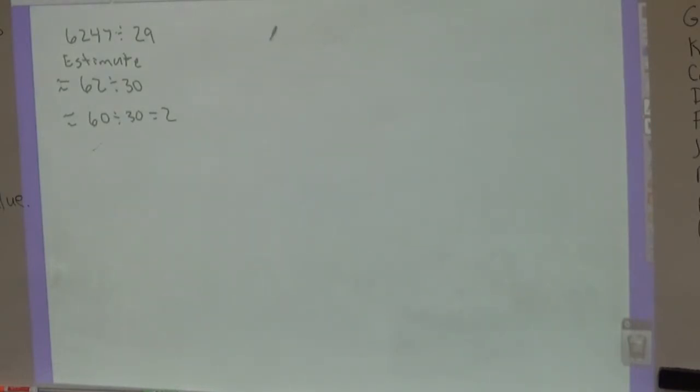Now the solve we'll do right about here. And that's going to be 6,247 divided by 29. Now remember, we found out how many groups of 29 you can make with 62 hundreds. The number we got was 2. That is 2 going into the hundreds place. This is the hundreds place of our dividend. 2 times 9 equals 18. Carry the 1. 2 times 2 equals 4, plus the 1 equals 5.